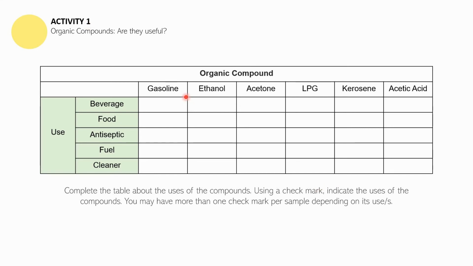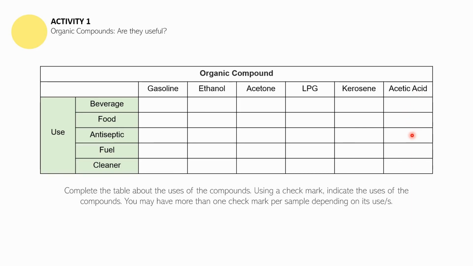So first is gasoline, ethanol is ethyl alcohol, acetone, yung pinag-remove na nail polish, LPG is yung nasa loob ng tangke, okay, yung pinagluluto natin sa bahay usually. Kerosene is yung sinabi ko nga na gas na panggasera. And then acetic acid is the kind of acid and organic compound that is found to be mixed then with water for vinegar.